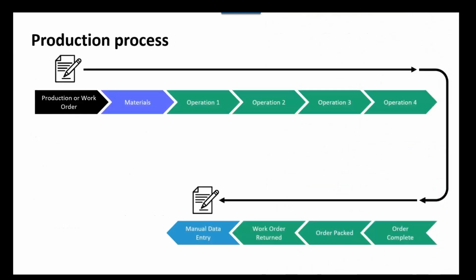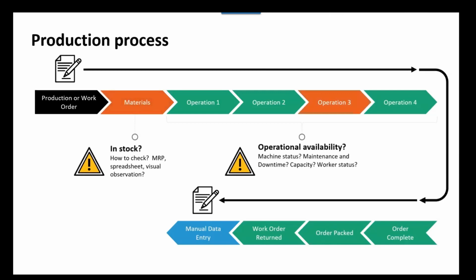Let's be honest, even if the traveler is filled out perfectly, we still have a lot of missing information. At the very beginning, we have to ask, do we have the right material in stock? Checking via an MRP system, spreadsheets, or simply going onto the shop floor and having a look? What about our operational availability? What are the machines currently doing? Are they down for some reason like maintenance? Are they running at capacity? What about the workers? Are they available, working on other jobs, or possibly on a vacation?